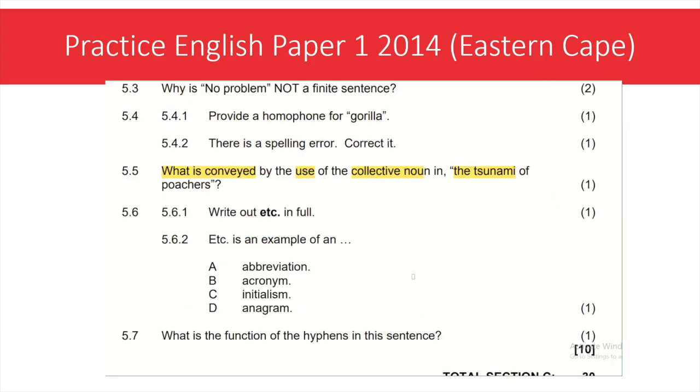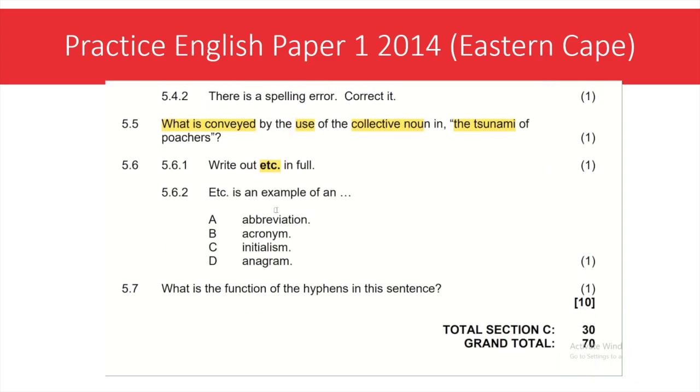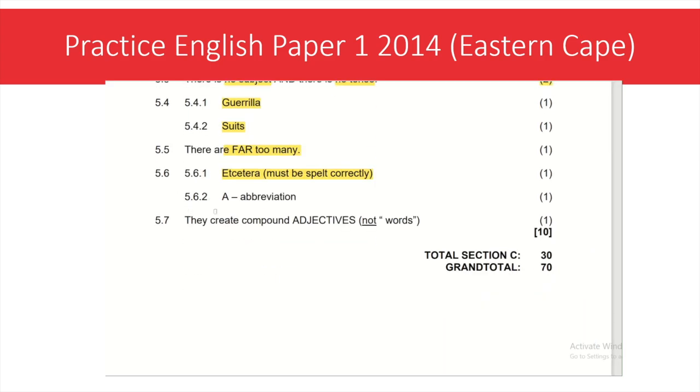Then let's go to 5.6.1. It says write out "etc." in full. This is knowing your abbreviations and knowing how to spell it over here, and obviously it must be spelled correctly. This is a language question. Then 5.6.2, "etc." is an example of an abbreviation, an acronym, initialism, or an anagram. Now we know that it is an abbreviation for the word that's written out in full. So you will see 5.6.2 is an abbreviation.